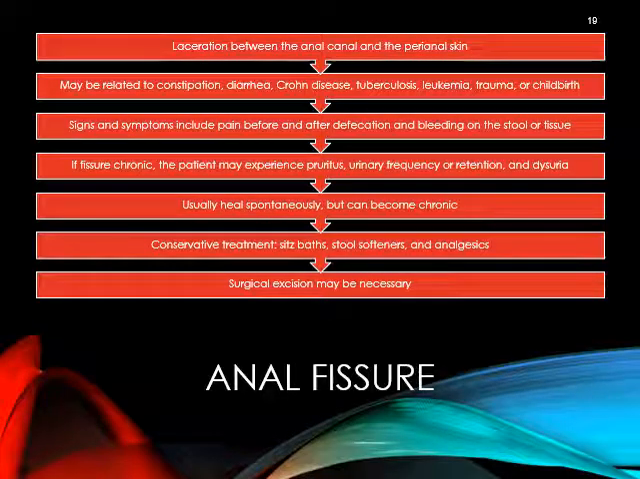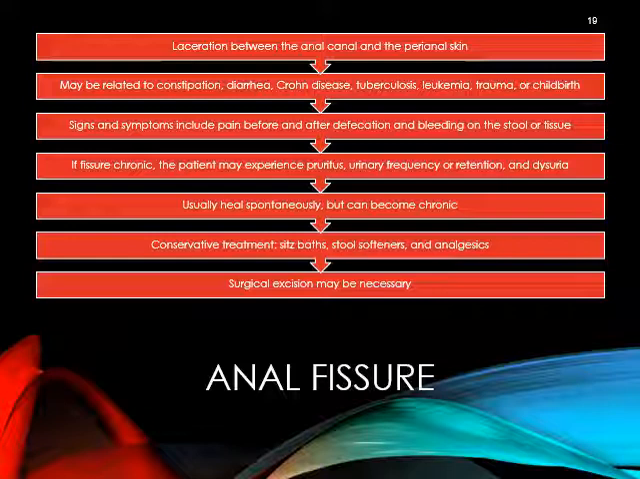All right, anal fissure. So what is a fissure? Well, it's like a laceration. So an anal fissure is a laceration between the anal canal and the perianal skin. It can be related to constipation, diarrhea, Crohn's disease. Crohn's disease, a lot of patients get anal fissures. TB, leukemia, trauma or childbirth. Sometimes there's not even a reason. They just get them. So you can read through that anal fissure area.